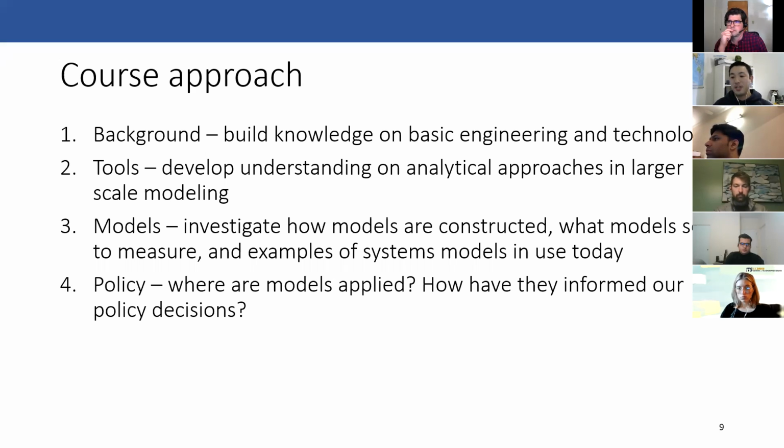And then lastly, as I was mentioning, the extension of the modeling to the policy world, how the models are applied, how they have informed our policy decisions.